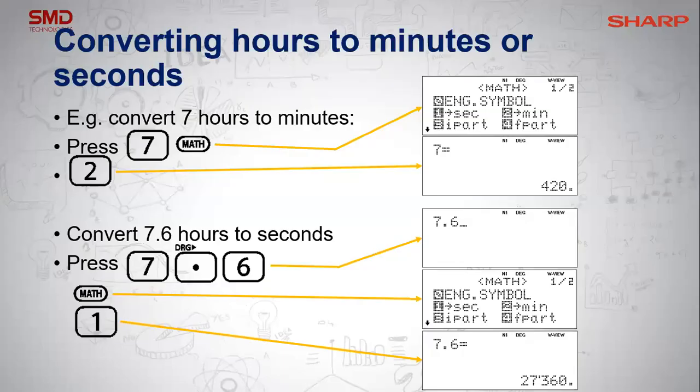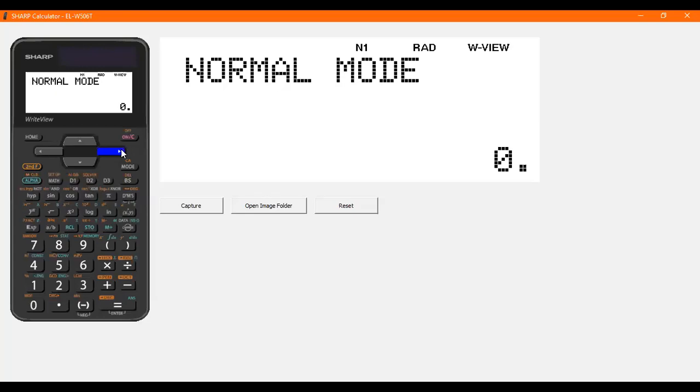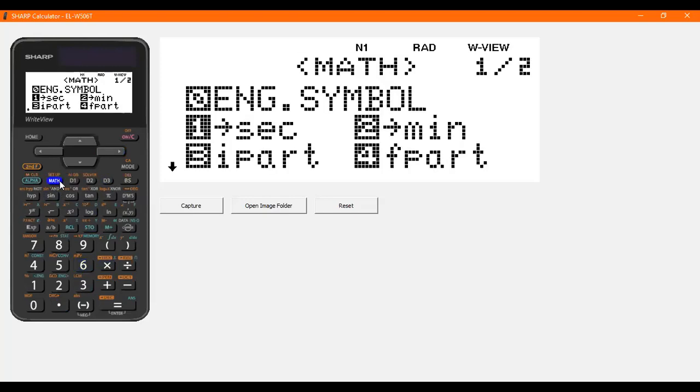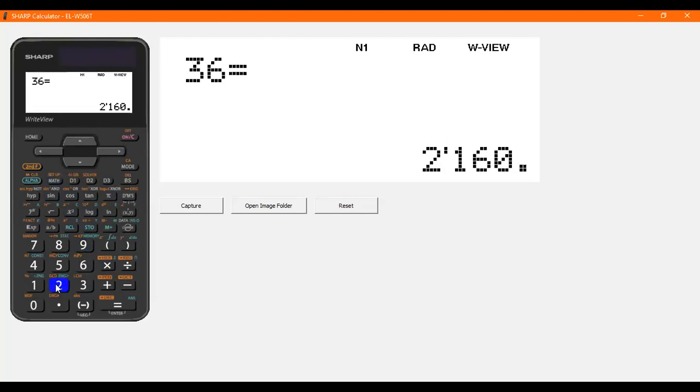Okay, so from there, let me go back here so that I know in which direction I want to go. We can also convert hours to minutes and seconds. So I'm going to bring back my calculator. Let's say, for example, we have 36 hours and we want to know how many minutes that would be. We would just press math, and then we would say, okay, I want it in minutes, so that's option 2. So we just press 2, and then we get 2,160 minutes.